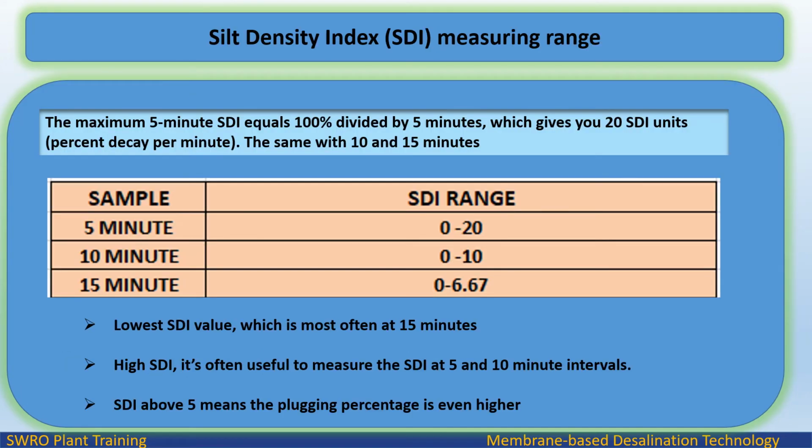Silt Density Index (SDI) measuring range. The maximum 5-minute SDI equals 100% divided by 5 minutes, which gives you 20 SDI units, or % decay per minute. The same applies to 10 and 15 minutes, where the lowest SDI value is most often at 15 minutes. It's often useful to measure the SDI at 5 and 10 minute intervals. An SDI above 5 means the plugging percentage is even higher.